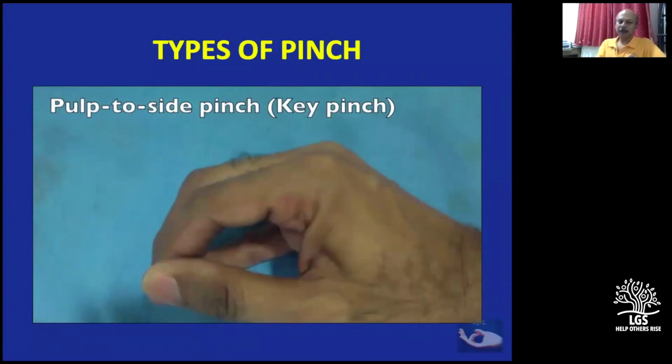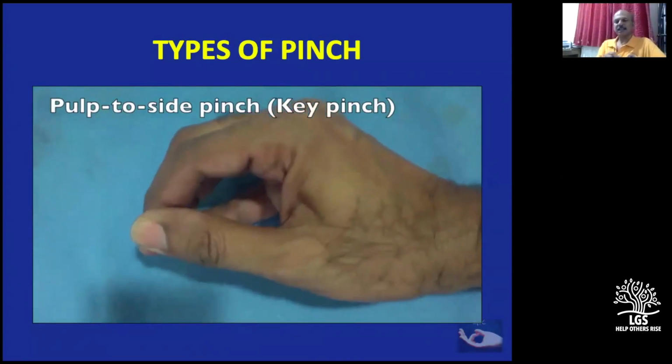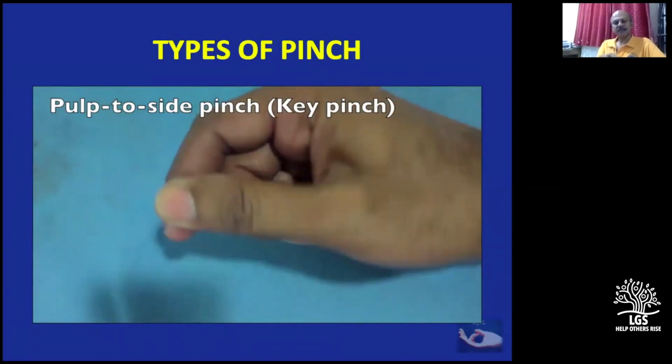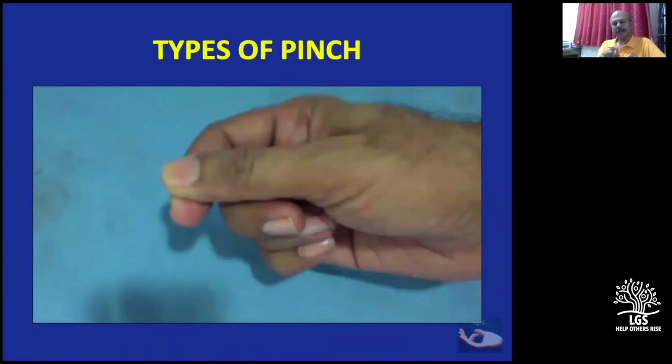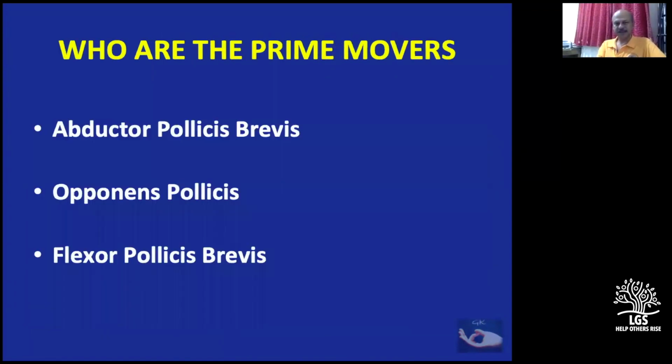This is called a pulp to side pinch. This is otherwise called a key pinch. This is also not a good sign in the sense that it is one of the important types of pinch that is required. But in a median nerve palsy, we should assess the pulp to pulp pinch. We'll be seeing that again.